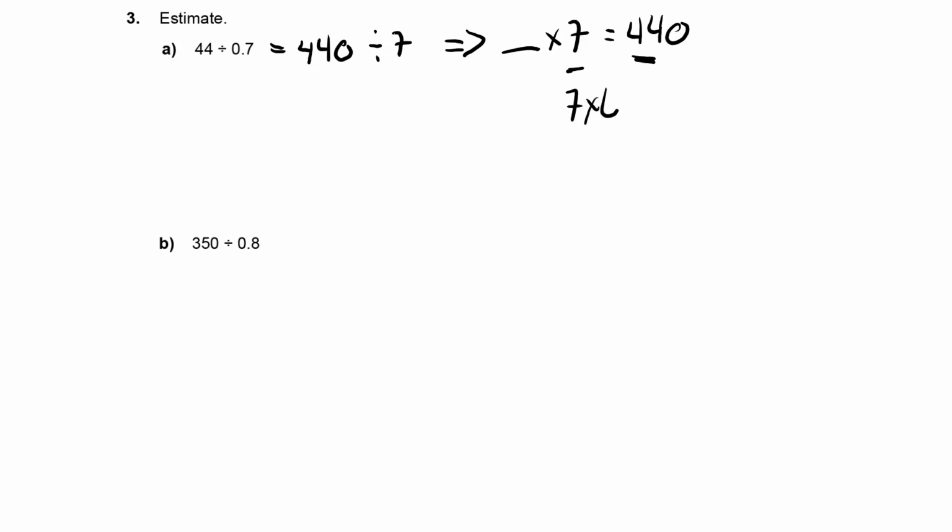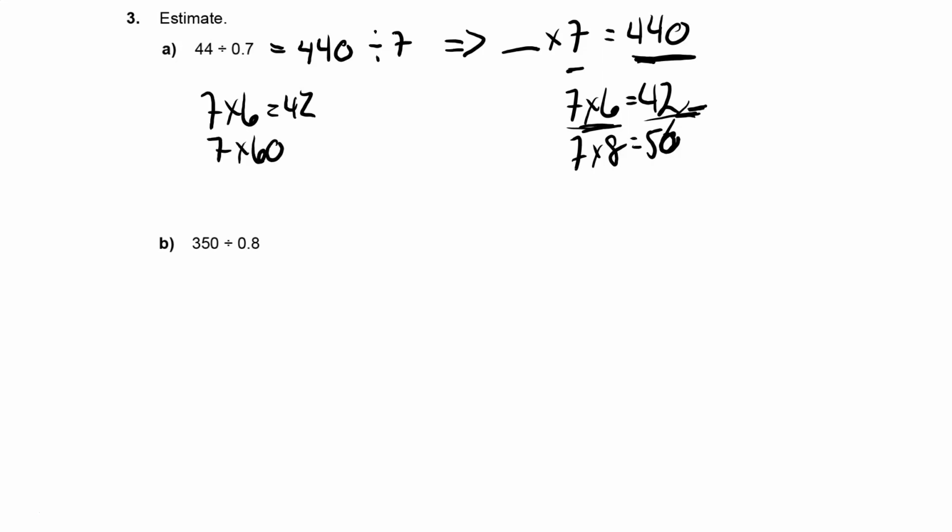I remember that 7 times 6 is equal to 42, and 7 times 8 equal to 56. The number I'm looking for is in between, but it's certainly closer to 7 times 6. In this case, because I'm working with 440 and not just 42 or 420, 7 times 6 is equal to 42, so 7 times 60 is equal to 420. So 60 is a pretty good estimate for what 44 divided by 0.7 actually is.